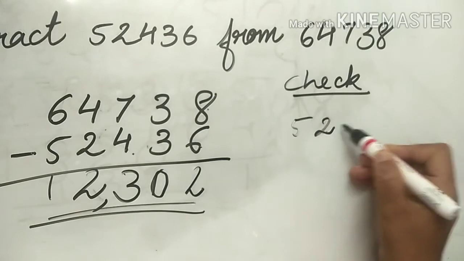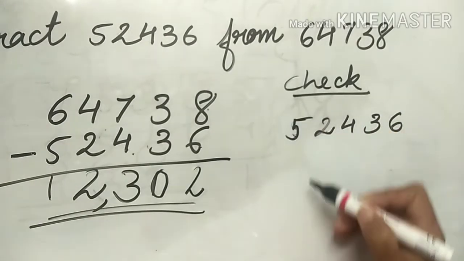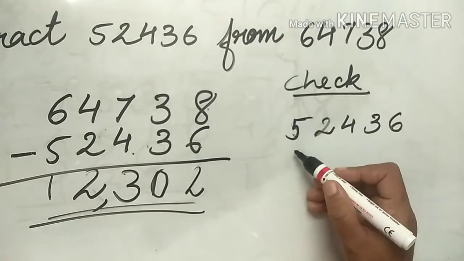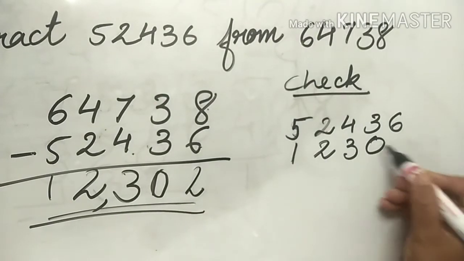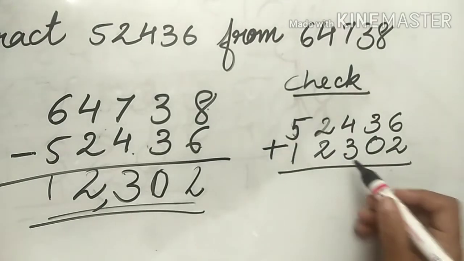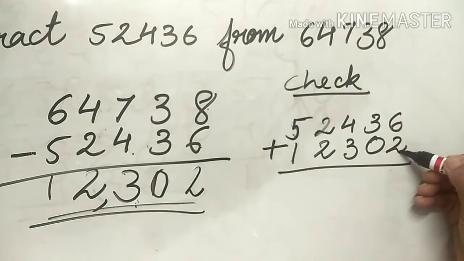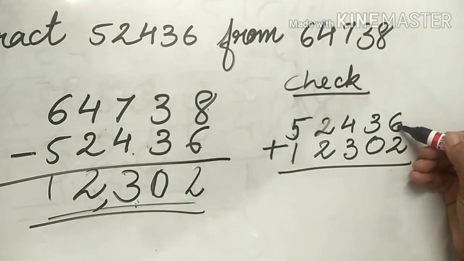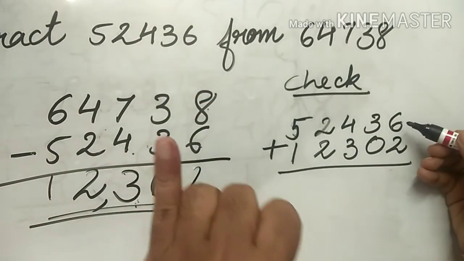5, 2, 4, 3, 6. I write the subtrahend first. Then I write the answer second: 1, 2, 3, 0, 2. So now I'm going to add. This is how you have to check whether your answer is correct. 6 plus 2. 6 in your mind, 2 in your hand. After 6, 7, 8.